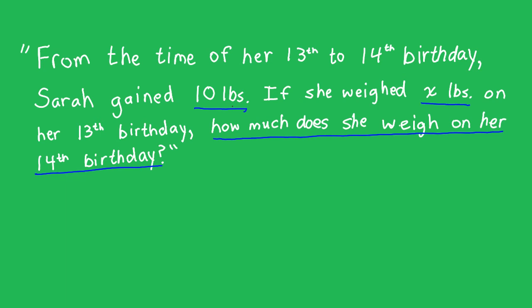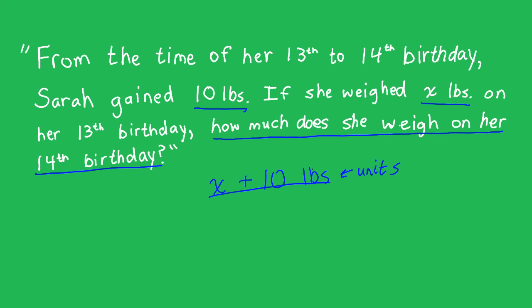So this is an example of a problem where we have a starting value and the amount that value changes, and we have to add those together to get an expression to represent the end value. So here the value that we're talking about is Sarah's weight, and it starts at x pounds and it changes by 10 pounds. So we just have to add those two together to get her weight when she's 14, and of course add the lbs at the end. That's called the units, and always important to include the units. But anyways, this is our final expression here that represents how much she weighs on her 14th birthday.